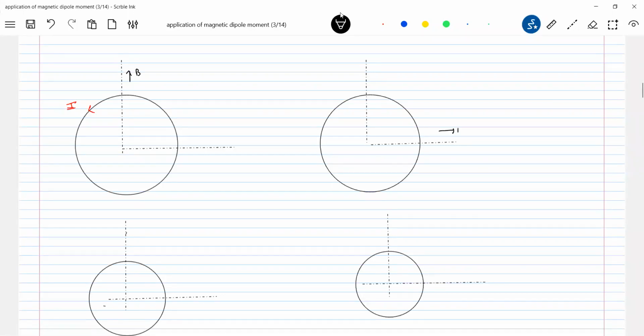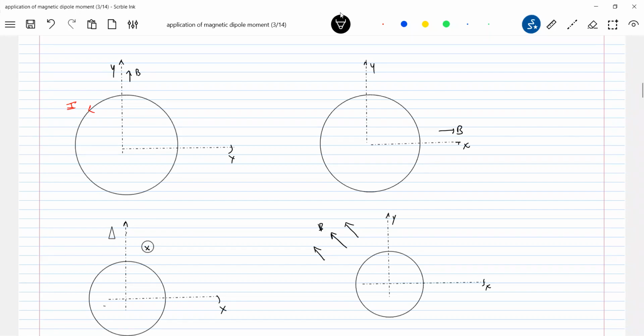I'll change B bar like this. Then here B bar is into the plane. So B bar, let it be somewhere here, a uniform magnetic field like this. So this is just a rough idea. They may ask you questions in matching like this. They just ask you what about the torque: zero, non-zero, stable, unstable, about which axis the torque will act.